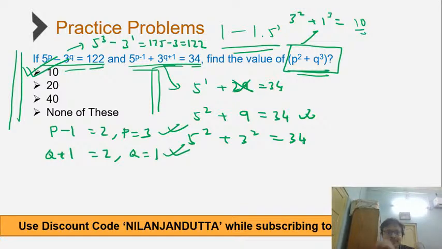So again, that's the simplest way. Look at 34, look at ways of breaking 34 into the sum of a power of 5 and a power of 3. So that is 25 plus 9, 5 square plus 3 square. Put p minus 1 as 2, that is p is equal to 3. q plus 1 is 2, that is q is equal to 1. And solve. So that will be nothing but 3 square plus 1 cube, that is 9 plus 1, that is option A, which is 10.